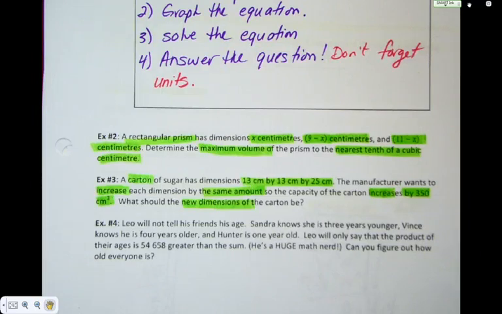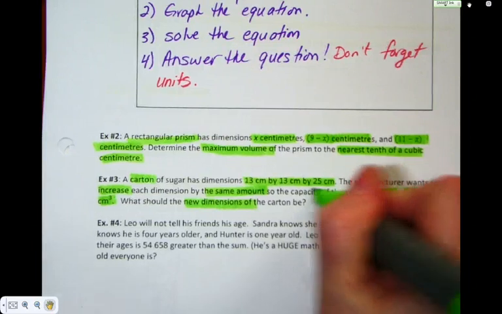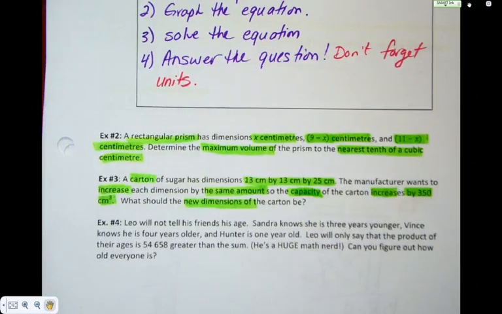There's still one other word I would highlight. Capacity. Capacity is a fancy science word for what? Volume. So you might want to write that in brackets. Capacity, volume means the exact same thing. Capacity means how much something can hold, so does volume.